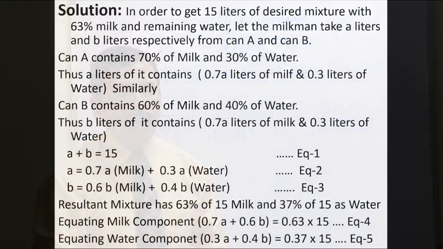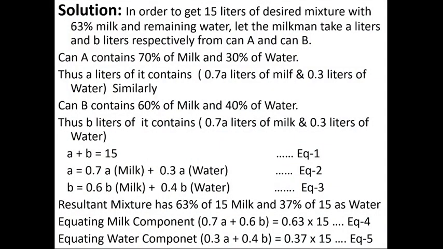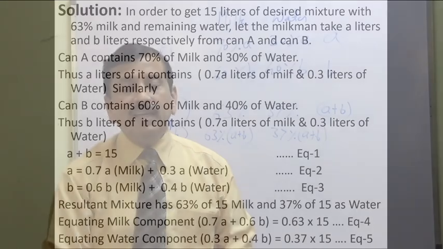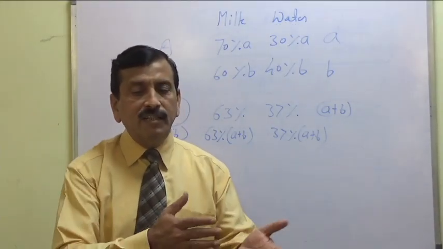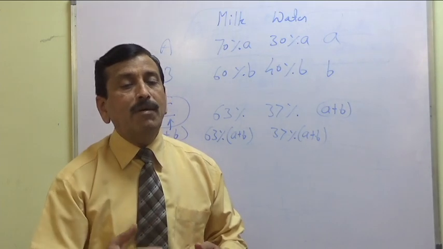You will realize that A plus B is 15, equation number 1. Equation number 2: A is equal to 0.7A plus 0.3A, one is milk, other is water. B is equal to 0.6B and 0.4B, 0.6B is milk, 0.4B is water. Resultant mixture has 63% of milk and 37% of water. Naturally, it is of the total, and the C value is given as 15 liters. So 63% of 15 liters, we'll get equation number 4 and equation number 5. Let's see.